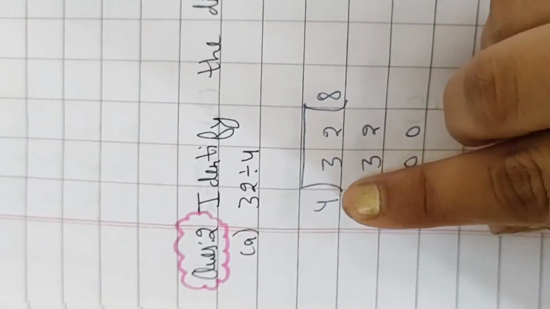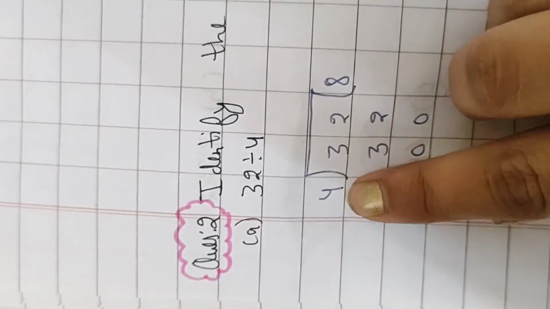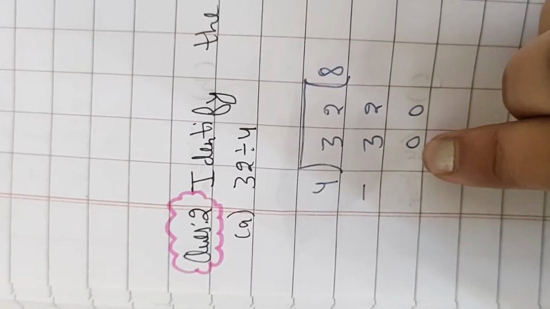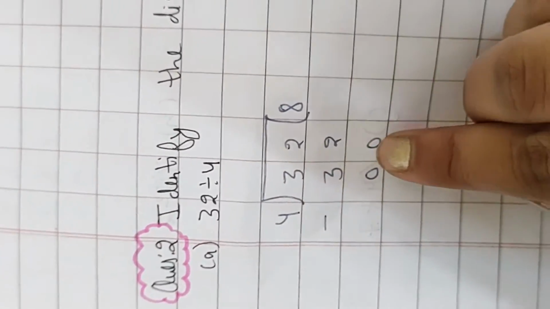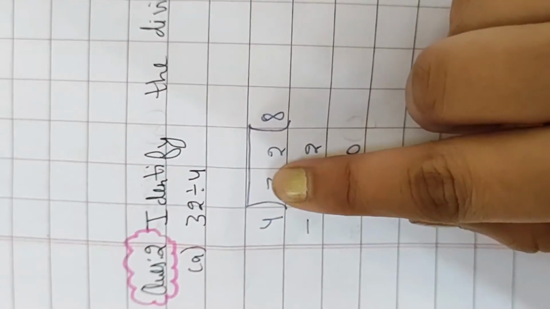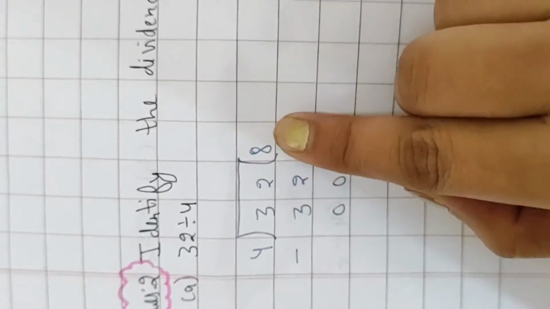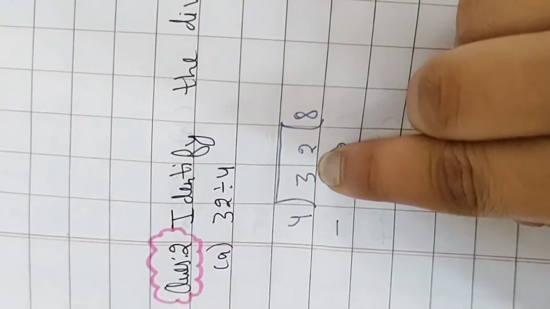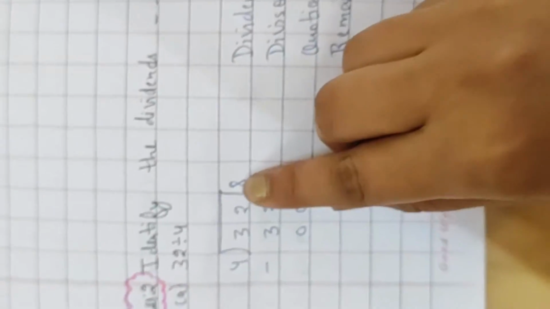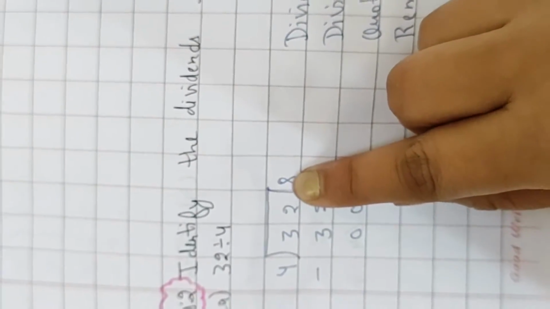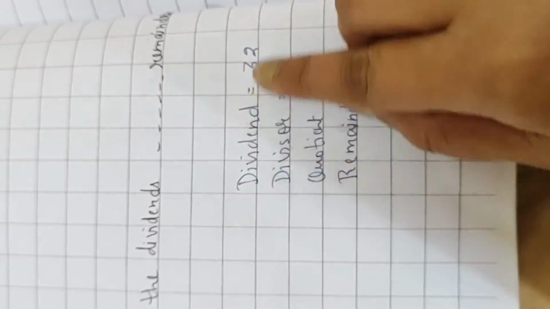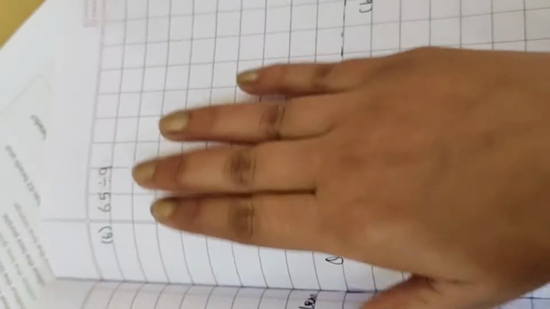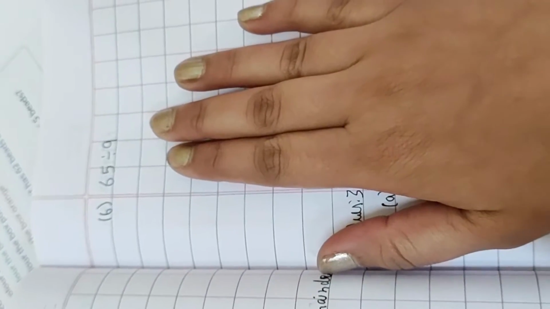32 divided by 4. So 3 is smaller than 4, so we will take 32. 32 comes in the table of 4 at 8, so we will write 8. 32 minus 32 is 0. So 8. So here which one is your dividend? Dividend is 32, divisor is 4, the quotient is 8 and the remainder is 0. So you can check here. Like this you have to do this question, 65 divided by 9.